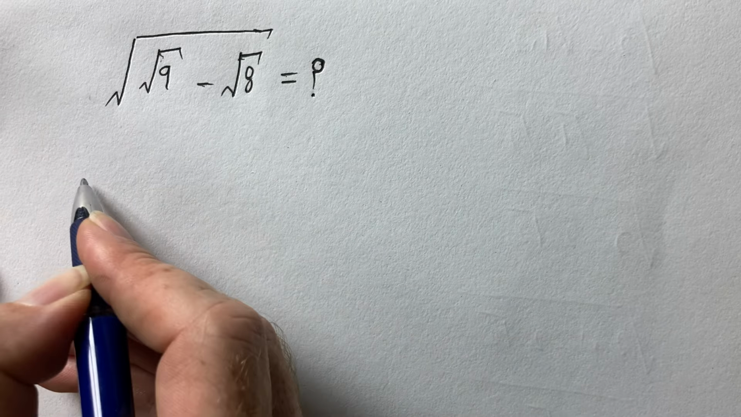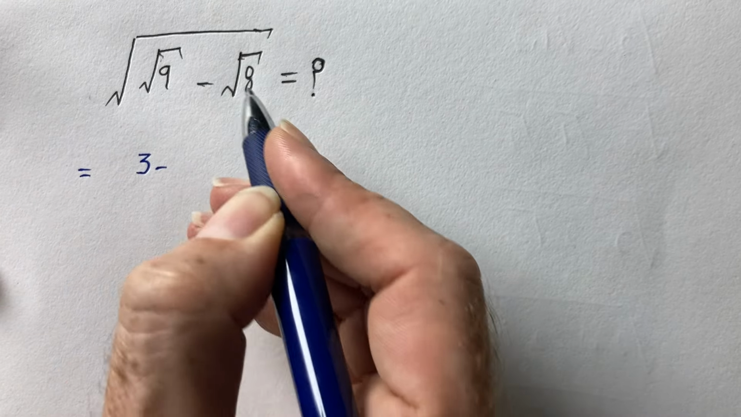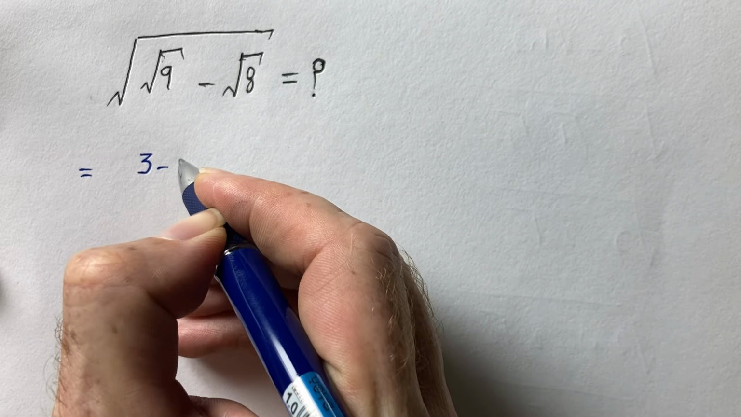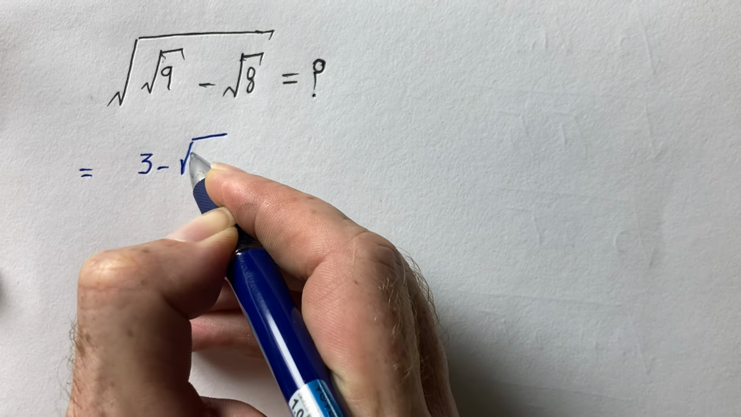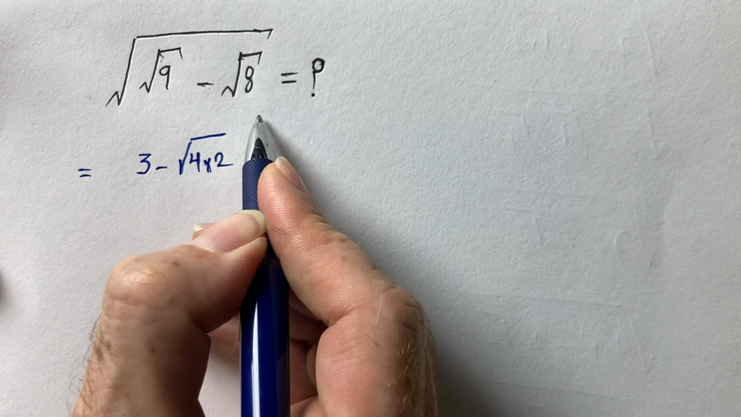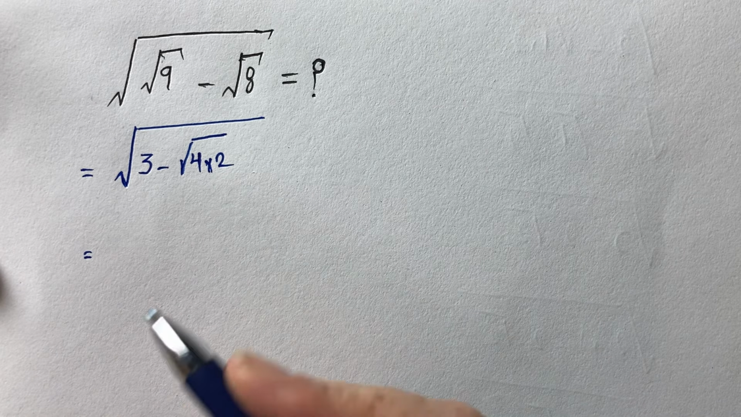So it can be written in the form of, let me write it, 3 minus. 8 can be written as the product of two numbers, 4 and 2. So I write here second root of 4 times 2. We need to find out the value of this square root. What is the next step?